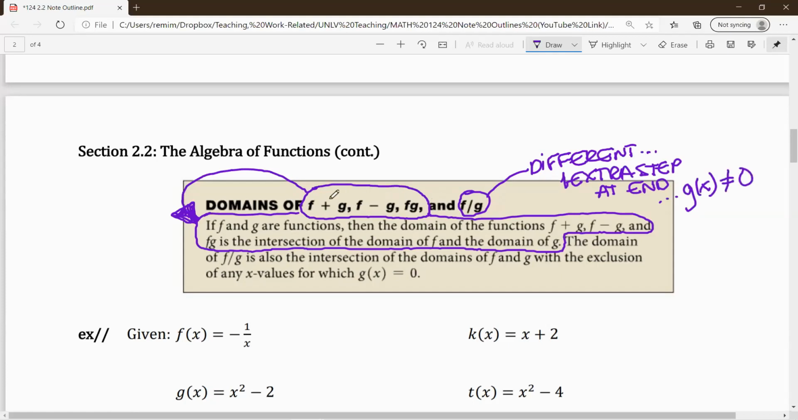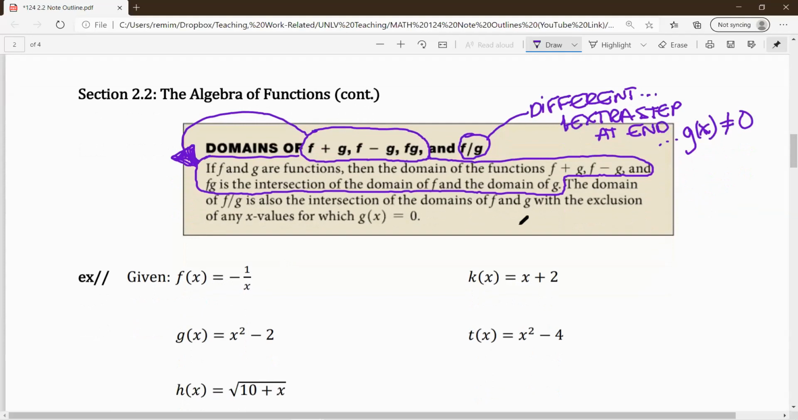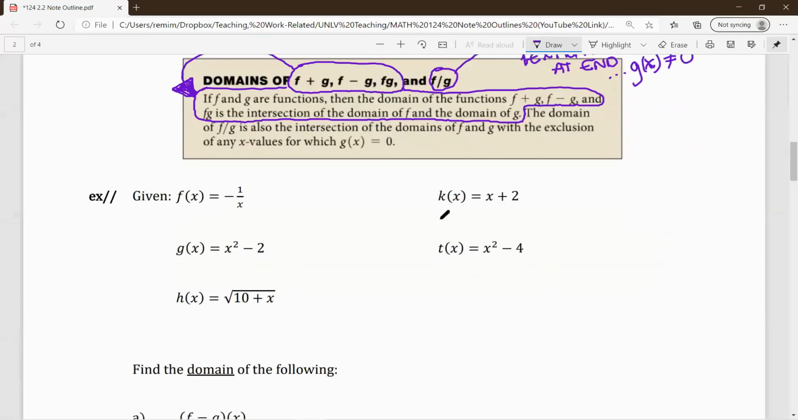The other three, we don't have denominators there, so that's not an issue. But we know that when we have a denominator, that can create a domain issue. So we're going to have to address that at the end when we do that type of domain. All right, so let's just do some examples to get an idea of what we are talking about here.